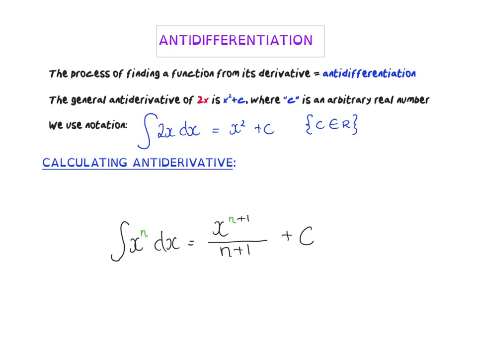Okay, today we're looking at anti-differentiation. It's actually the process where you've been given the derivative, or the formula for the gradient, and we want to go back and find the actual function or the original formula. So if you have a look here, it says the general antiderivative of 2x.